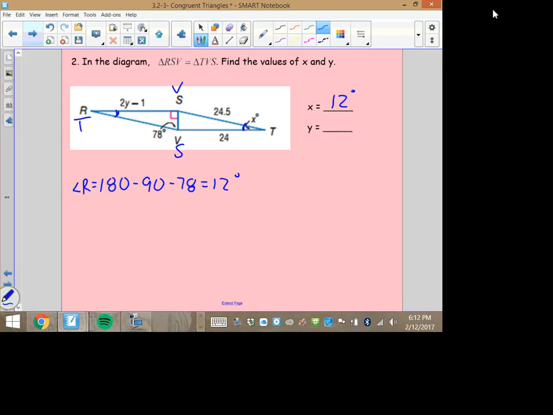And then solving for y, we know that SR is the same as VT. So we can set 24 equal to 2y minus 1 to give us 25 equals 2y, and therefore we get y to be 12.5.